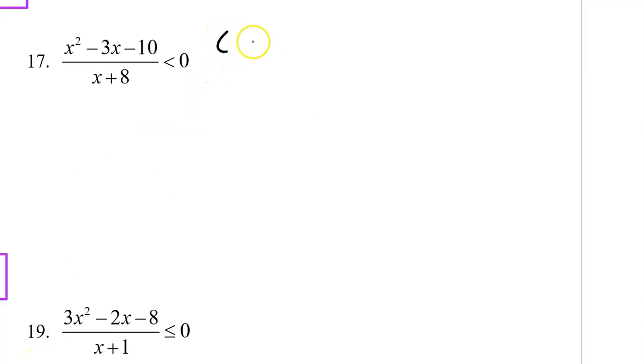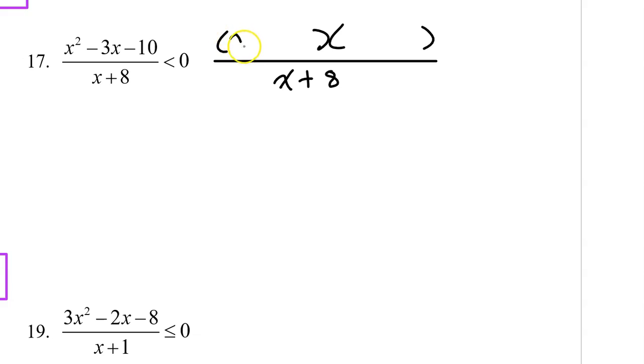We need to factor number 17 before we get started. X squared will only factor as x times x. 10 can either be 2 times 5 or 1 times 10. I'm betting on 2 times 5. Inner plus outer must equal middle. So to get a negative 3, I'm going to need a positive 2 inner and a negative 5 outer. So we factored it.